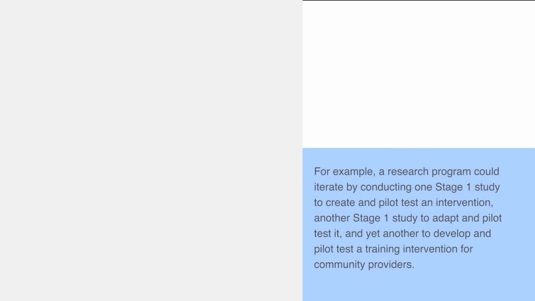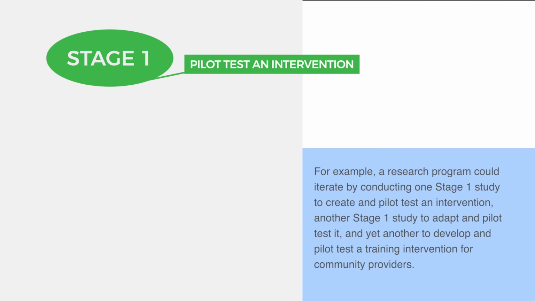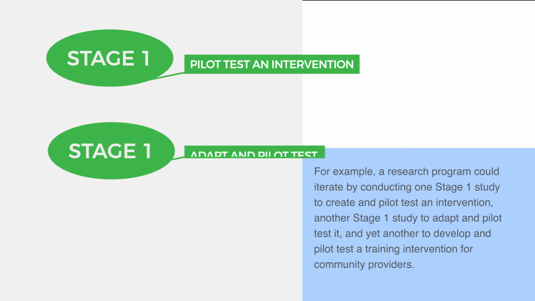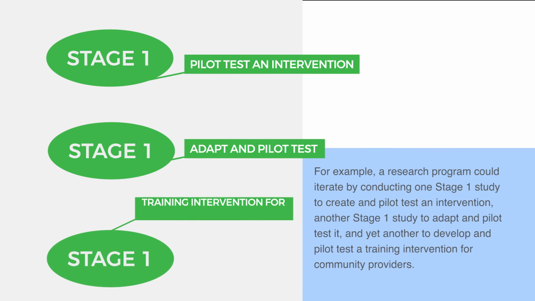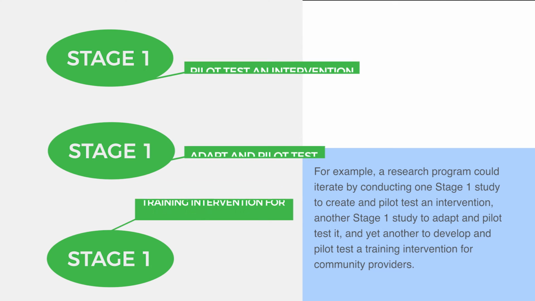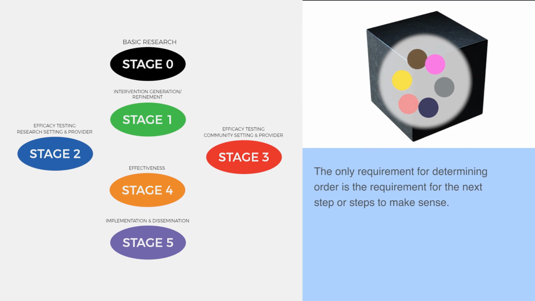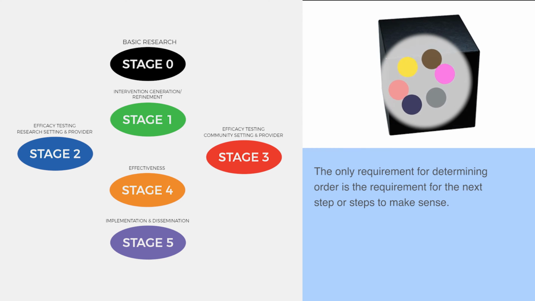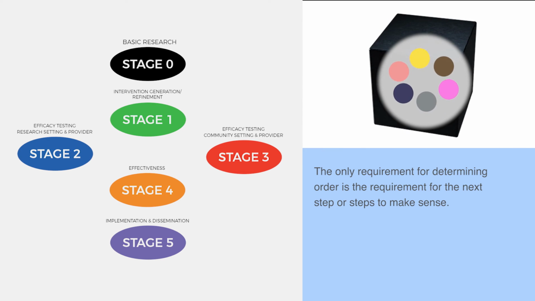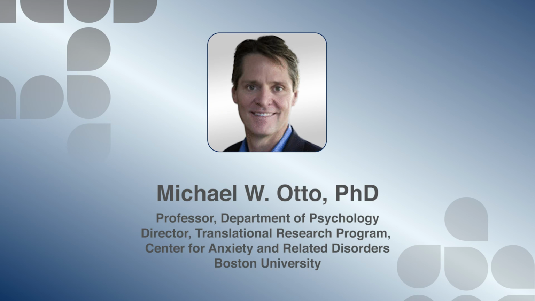For example, a research program could iterate by conducting one Stage 1 study to create and pilot test an intervention, another Stage 1 study to adapt and pilot test it, and yet another to develop and pilot test a training intervention for community providers. The only requirement for determining order is the requirement for the next step or steps to make sense. Let's hear from Dr. Michael W. Otto.